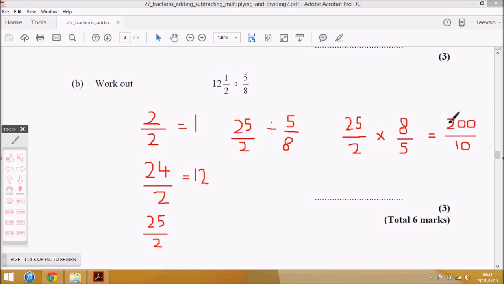Remember, with fractions you want to simplify them as much as possible. So this can actually be simplified. Remember what this actually means: the line in the fraction means divide. So 200 divided by 10 is simply 20. 10 times 20 is 200. So this actually gives you a whole number, which is 20. The answer to this question is a whole number. So 12 and a half divided by 5/8 is equal to 20. So that's how you add, subtract, multiply, and divide two fractions.